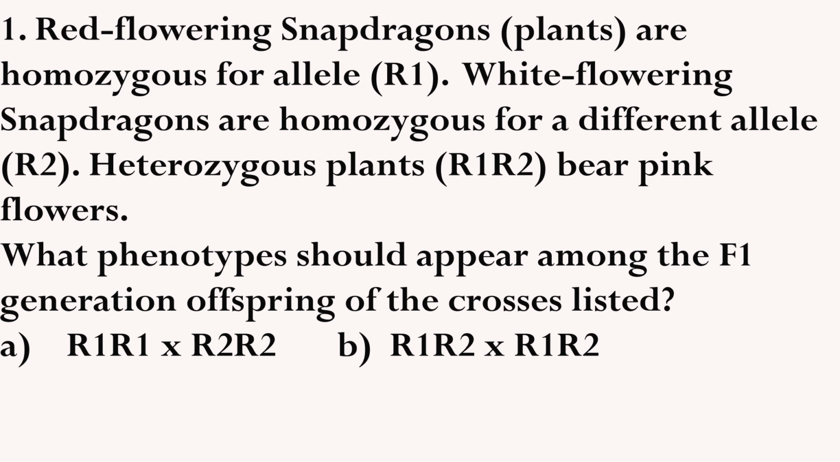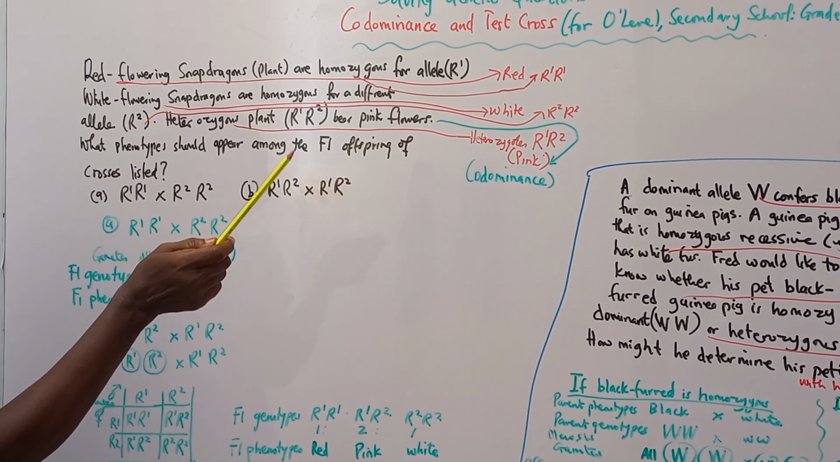A. R1, R1 cross R2, R2. B. R1, R2 cross R1, R2. This is how we analyze and solve the problem.